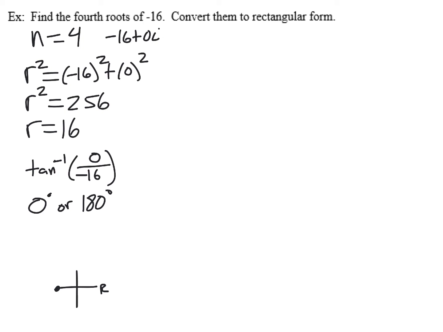Problem is, 0 is over here, right? Negative 16 is over to the left. So we'd have to think that one through, that we want 180. That's our winner, and our number in trig form is 16 CIS 180. Right? In trig form, that's how we would express the number negative 16.